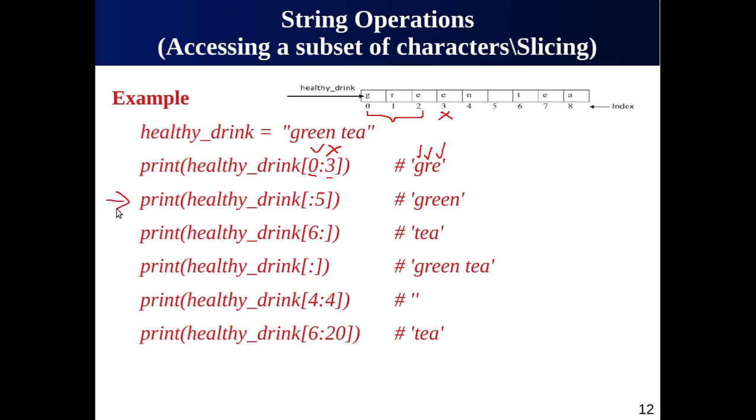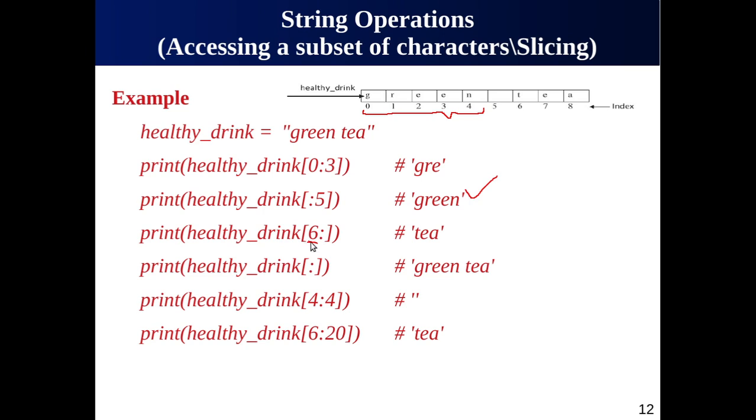Second statement, again referring to this healthy_drink. Here now, as I just mentioned, the first value is optional. If you do not mention the first value, the default value here is considered to be 0. Now I want to display the string from 0 up to 5, meaning 5 will not be included. It will display only the word green.